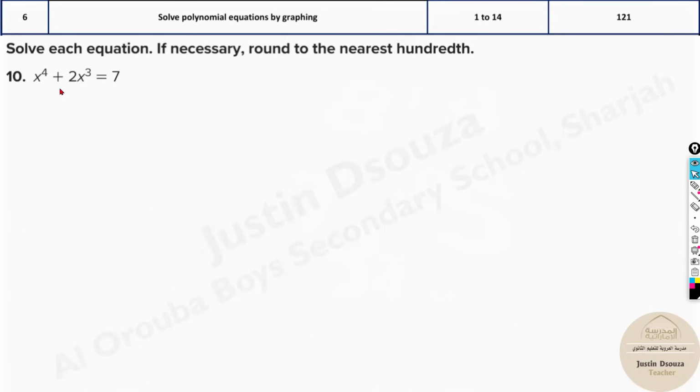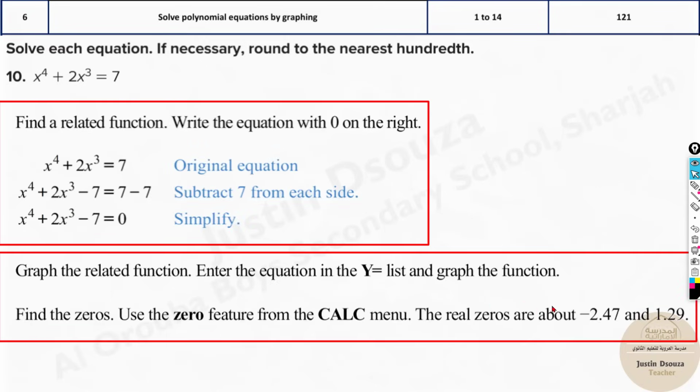And now we are again back to the old type of problems over here. Just look into the answer. What is the x value?